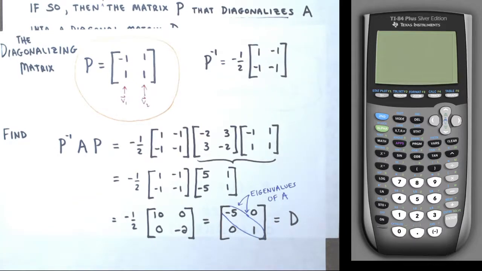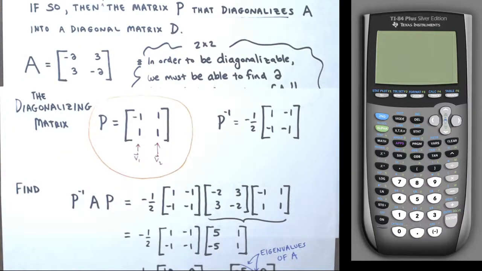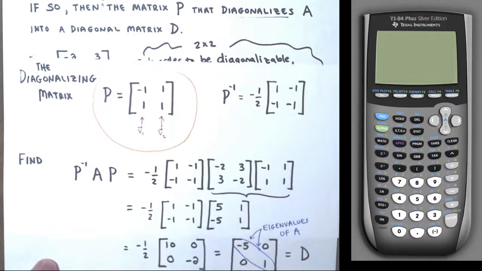Okay, and as I'll mention in the next video, we'll have properties of diagonal matrices. Remember, A and D are similar, so they should have the same determinant. And remember, the determinant of D here is just -5. What's the determinant of A? 4 minus 9, -5. They should have the same.